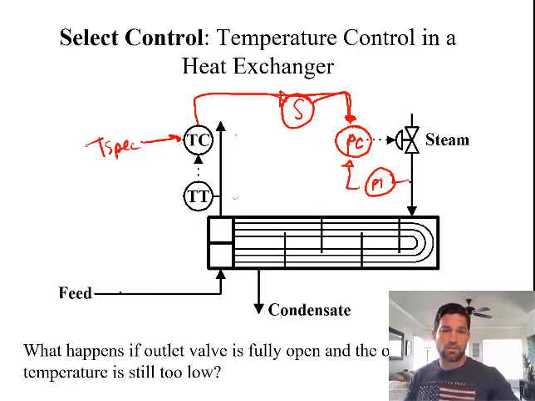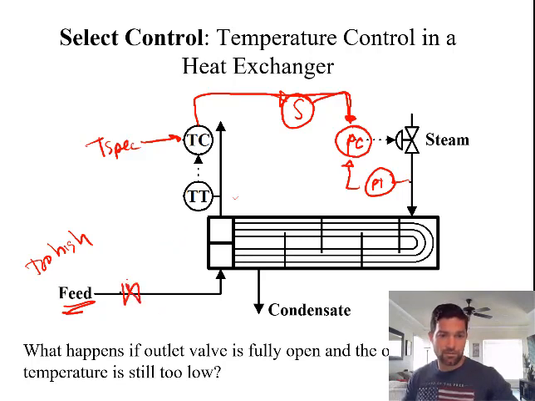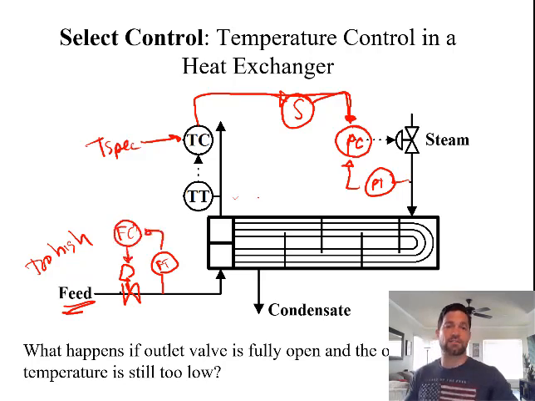So what's going to change in the system to cause the temperature coming out to be too low is if this feed flow gets too high. If this feed flow gets too high, we're going to need to back off on the feed flow. So in order to do this, we'll put a valve on the feed. We need to measure the feed flow, so I'll put a flow controller on here also. The flow controller is changing this valve.